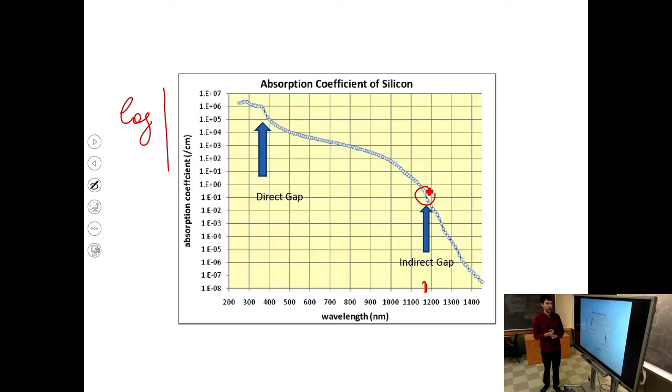And then once you hit the direct gap, which is at much higher energy than the indirect gap, once you hit that, you get about a factor of 10. You go over a decade in this plot, you get a factor of 10 increase. And so if you were to plot this in real coordinates, it would look like there is a little tail, a little bump here, and then increased absorption here.